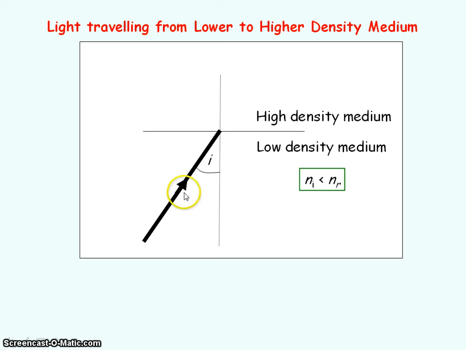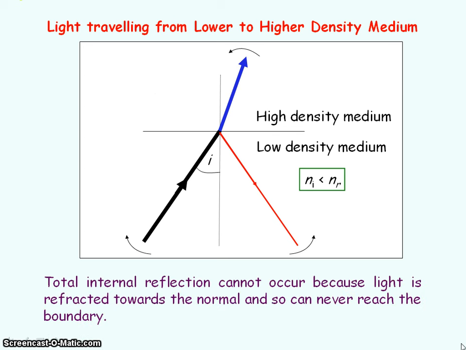If we consider the case of light travelling from a low density medium to a high density medium, then the light will be refracted towards the normal, that is away from the boundary. And here is the internally reflected ray. And if we was to increase the angle of incidence, then the refracted ray will move towards the normal, that is away from the boundary. And so total internal reflection cannot occur.